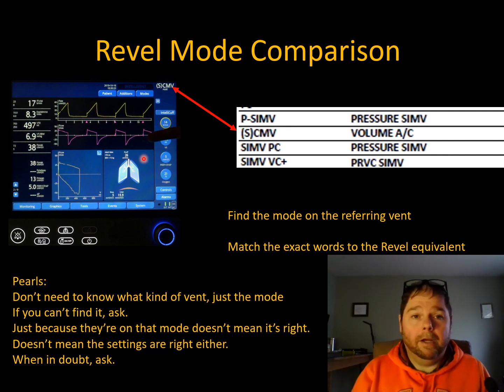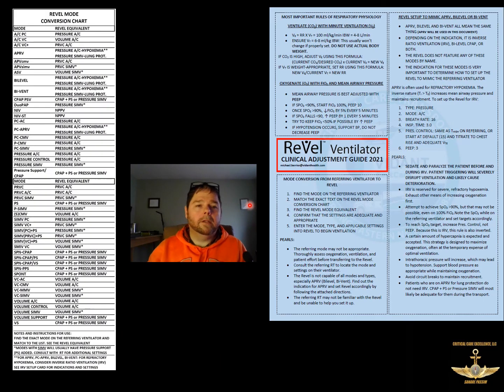So we've really tried to cover you as best we could for all those situations, but there's no way to cover it all, and we're working on a mechanism to kind of help with real-time vent consultation, and that'll be coming out later. So the two things which you're going to get this week in Con Ed, and which will be available to you electronically, are the updated mode conversion chart and also the clinical adjustment guide for this year for the Revel.